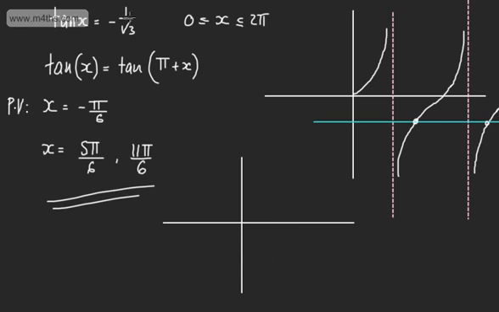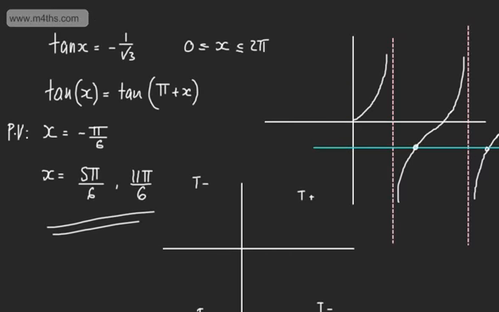So what we're going to do then is consider where this is. We've got now minus 1 over root 3. So we know that this is going to be in the second and the fourth quadrant. Tan is negative here, tan is negative here, tan is positive here, and then tan is positive here. So we can see these two solutions are going to be in this quadrant and this quadrant right here.